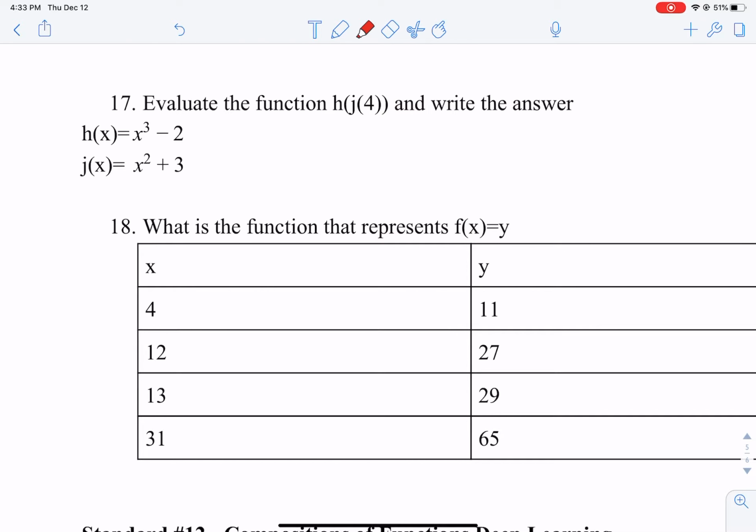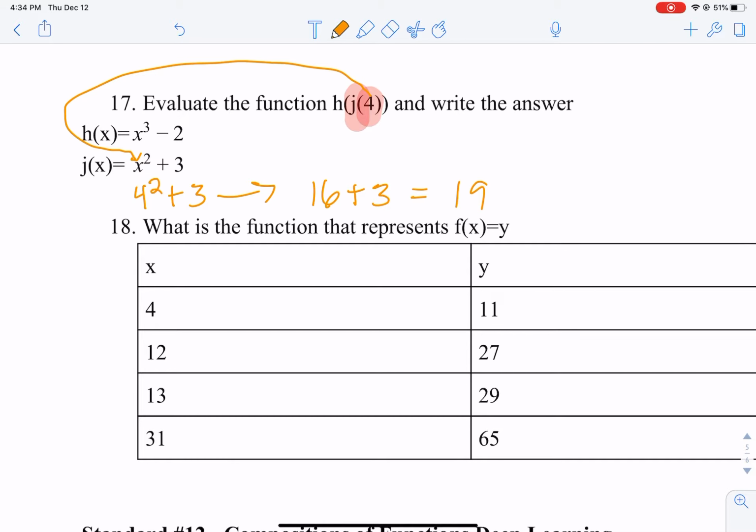So, okay, j is the inside function. So we're going to plug 4 into j. That's down here. So it's going to be 4 squared plus 3. Okay, I feel like we just did this. That's 16 plus 3. That's 19.